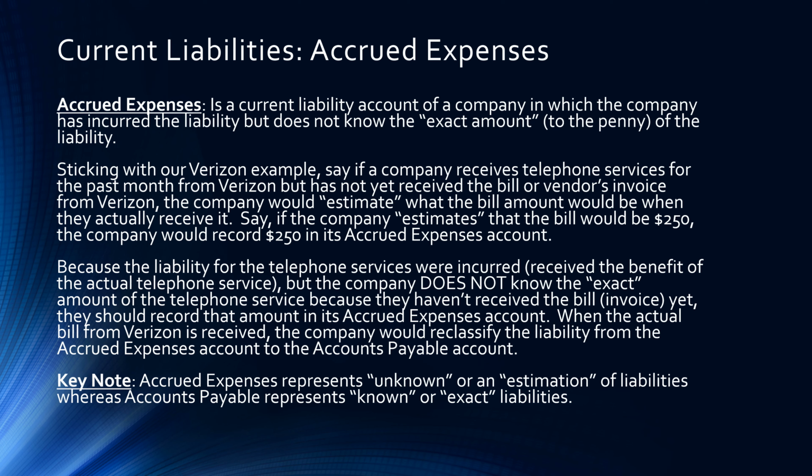When the actual bill from Verizon is received subsequently, the company would then reclass the liability from the accrued expense account to the accounts payable account. A keynote to take away from accrued expenses is that accrued expenses represents unknown or an estimation of liabilities, whereas accounts payable represents known or exact liabilities.